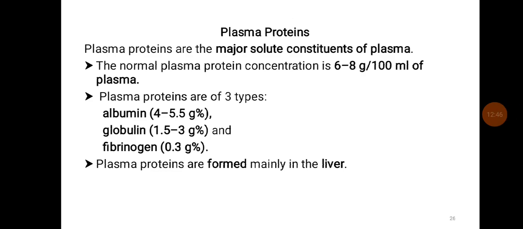Plasma proteins. Plasma proteins are the major solute constituents of plasma. The normal plasma protein concentration is about 6 to 8 gram per deciliter, or 100 ml of plasma. Plasma proteins are of three types: albumin, globulin, and fibrinogen. The albumin concentration is around 4 to 5.5 gram percent, globulin 1.5 to 3 gram percent, fibrinogen 0.3 gram percent. Plasma proteins are formed mainly in the liver.